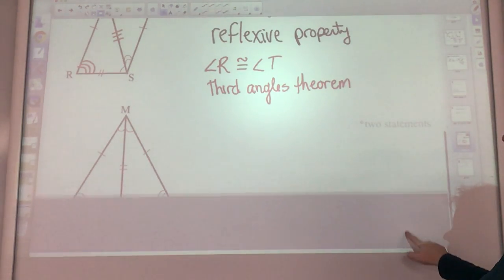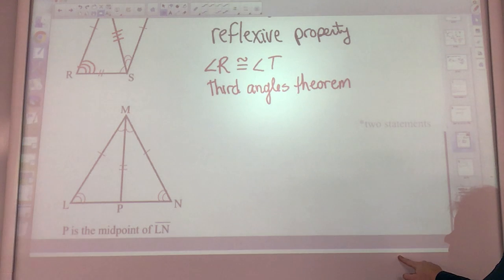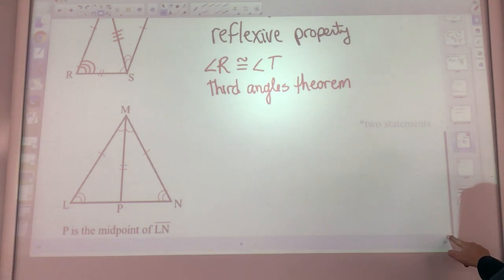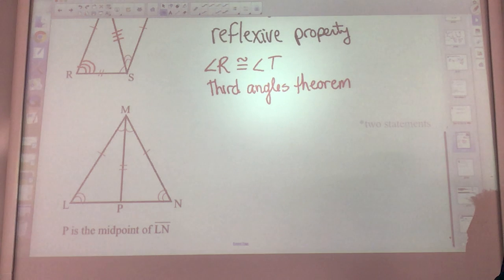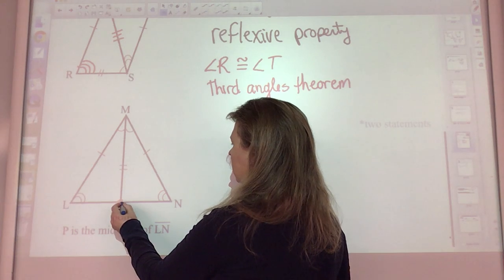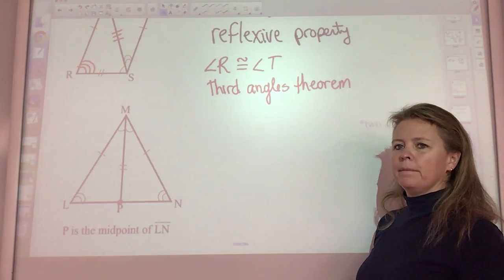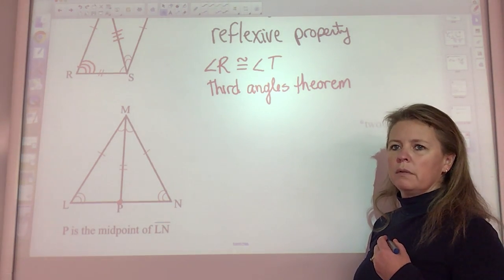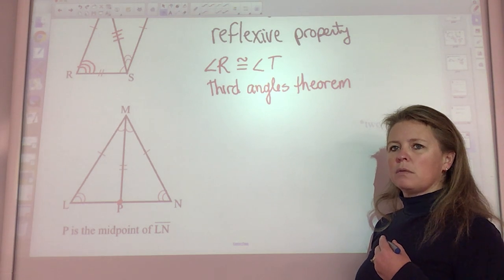And lastly, we need two more statements for this one, because if you look at it, we only have two congruent sides and two congruent angles again. But they gave us a little piece of information that might help us out. It says P is the midpoint of segment LN. Okay, you and I both know what a midpoint is. We learned that in chapter 1. Midpoint means it's right in the middle.